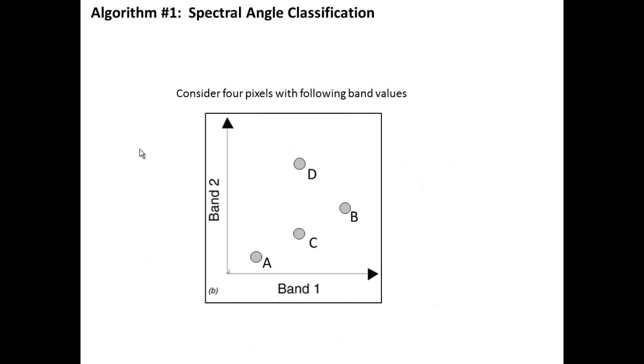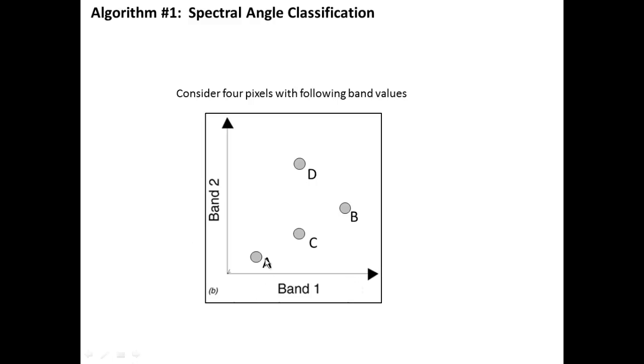So our first algorithm technique that I'm going to show you for classification is called the spectral angle method. And we're going to illustrate this in 2D also. So imagine that we have 4 different pixels, A, B, C, and D. And we've plotted them up here with their band 1 and band 2 values. We can see that they are a little bit different from each other, and it doesn't necessarily look like any two of them are part of the same surface type. But we know that that could be a misconception.